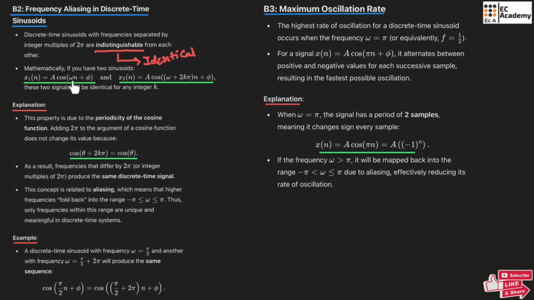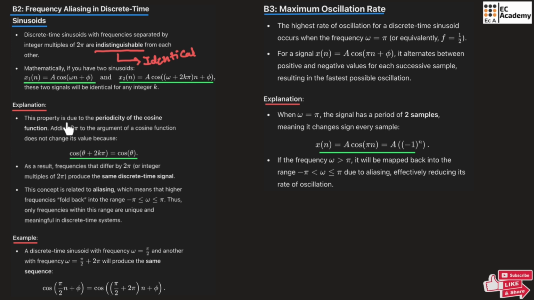As you can see, you have omega n plus phi here, and here we have (omega plus 2k pi) into n. So these two sinusoidal signals are separated by the multiple integer 2 pi. That's why we can say these two signals are indistinguishable, or identical. So this property focuses more on the identity of two signals. We understood that if the signals are separated by the integer value 2 pi, both signals will be identical. Here k is an integer.